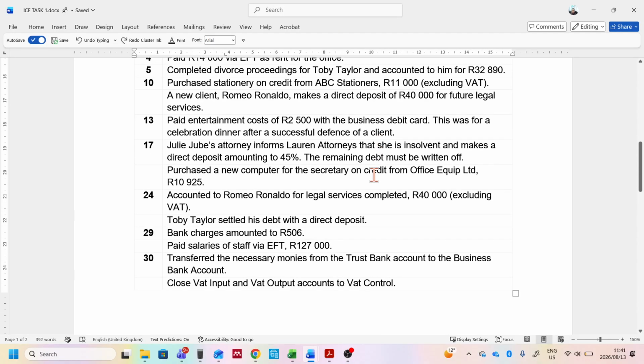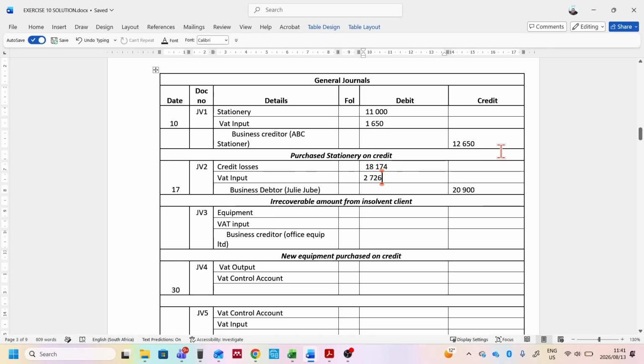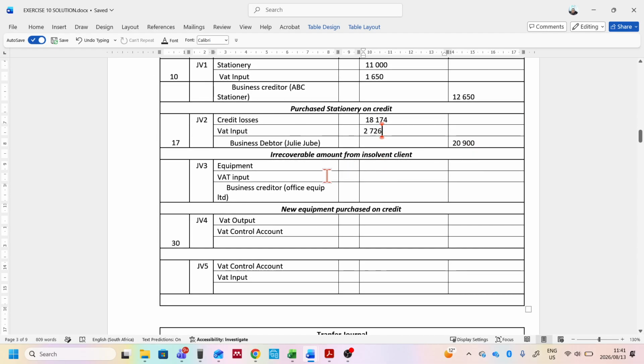Okay. Purchase a new computer for the secretary on credit from Office Equip, 10,925. We said that the accounts affected are equipment, business creditor Office Equip, and then our VAT input. Account debited: equipment, VAT input. Account credited: business creditor, Office Equip. So this is on credit, which means it goes to your general journal. So over here, you then have the transaction.